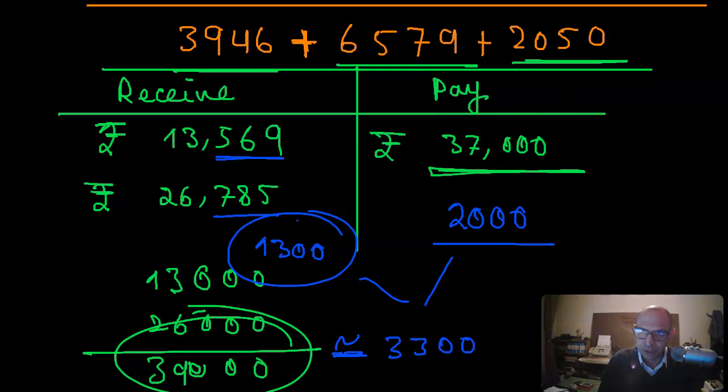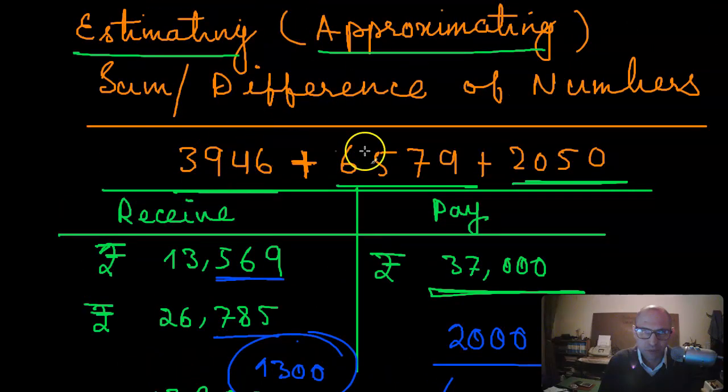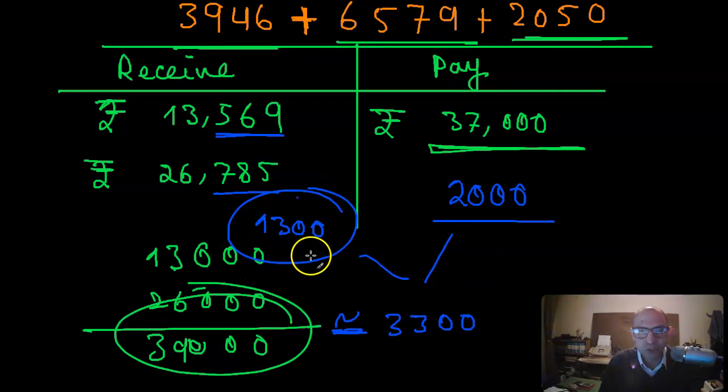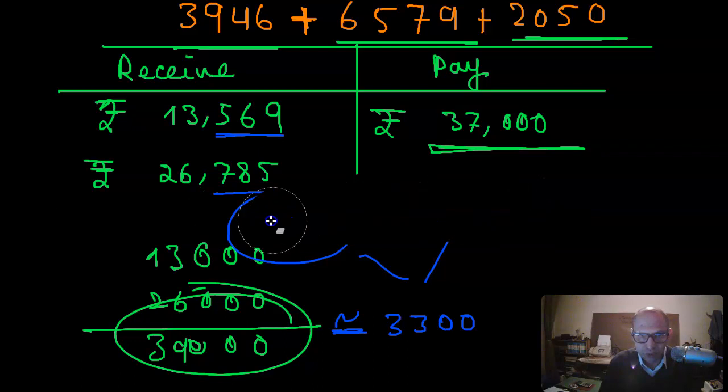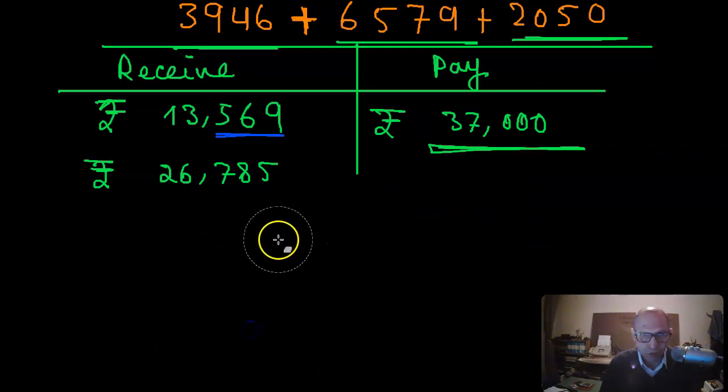As we discussed before, in the case of these numbers, the trader, depending on the situation, rounds the number in his head to the correct place value. Suppose the trader knows that he is to receive exactly 13,569 rupees here and 26,785 rupees here, and is going to pay exactly 37,000 rupees to some other person.